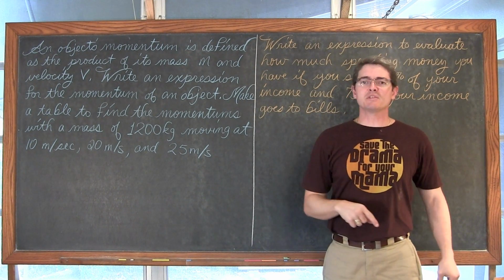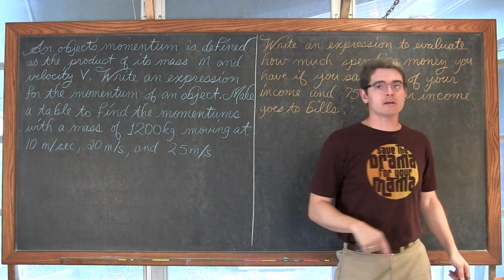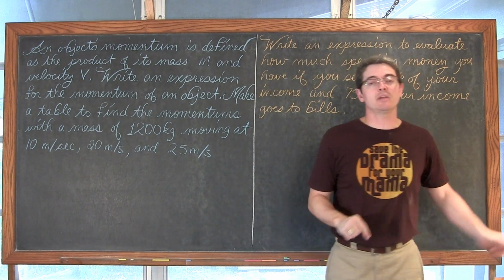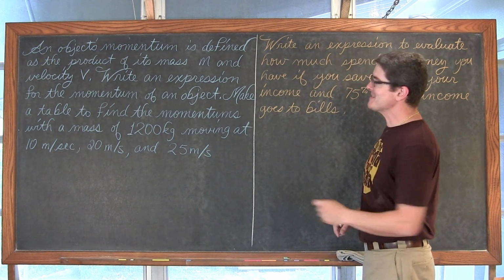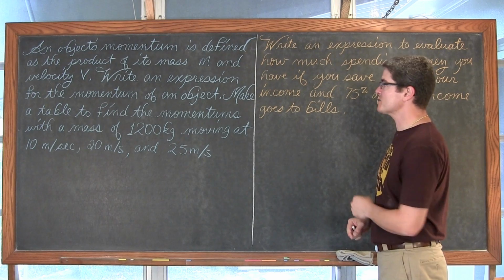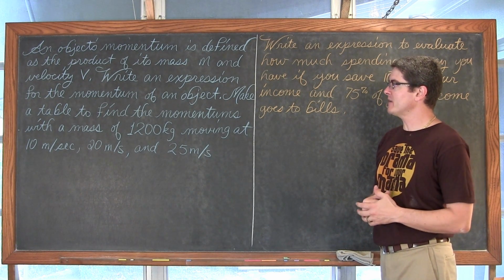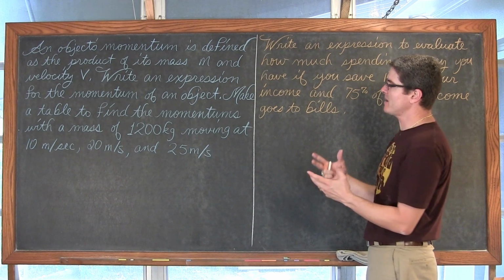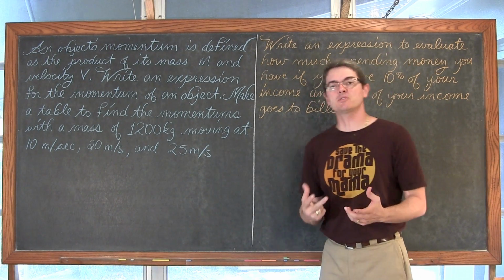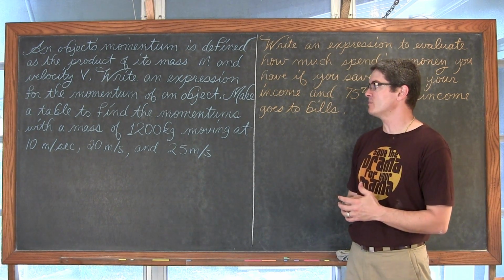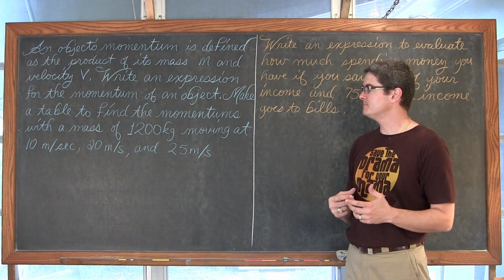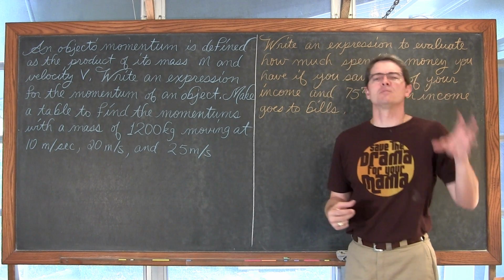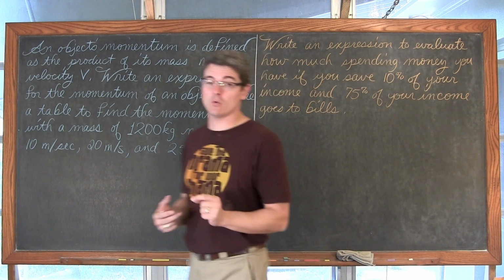An object's momentum is defined as the product, which we now know after the last video is multiplication, of its mass m and velocity v. Write an expression for the momentum of an object. Well, this is a problem inspired by the section that I'm teaching out of. I don't like the idea of expression because, well, it's the momentum is equal to that. So I'm going to kind of cheat a little bit and write an equation.